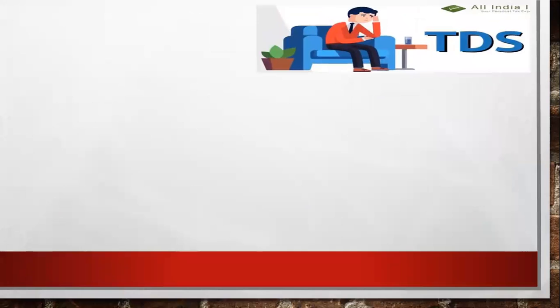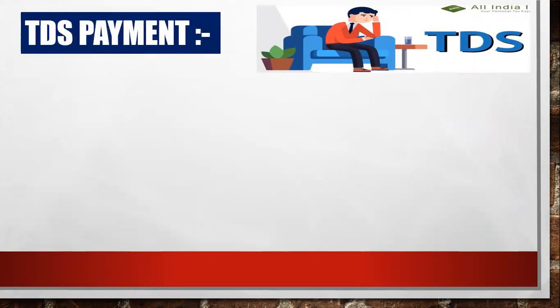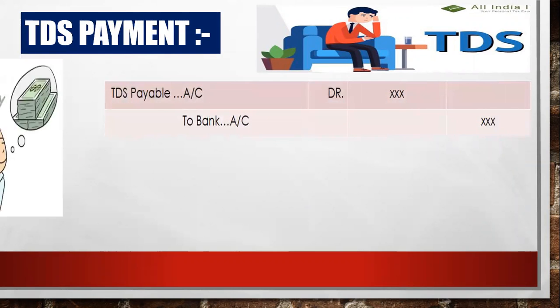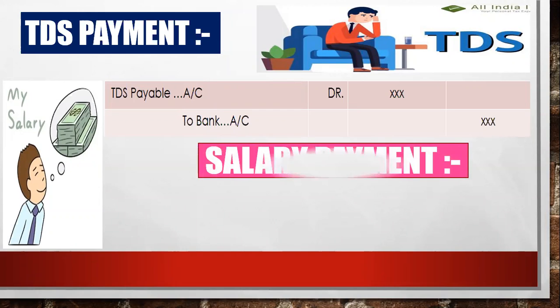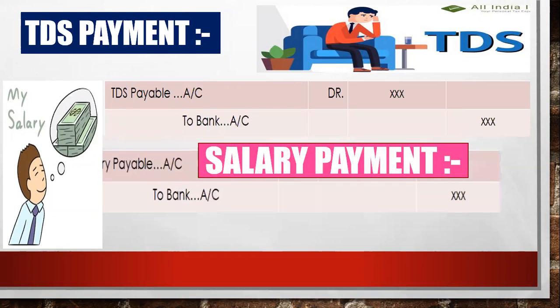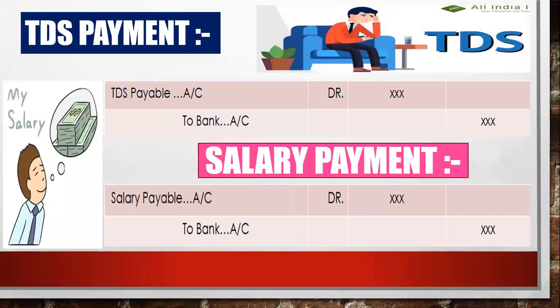This is the TDS payment. From your salary, if TDS has been deducted, you have to pay your TDS payment to the government. So entry will be TDS payable account debit to bank account. Next, after that you have to pay net salary. So this is the salary payment. Salary payable account debited to bank.